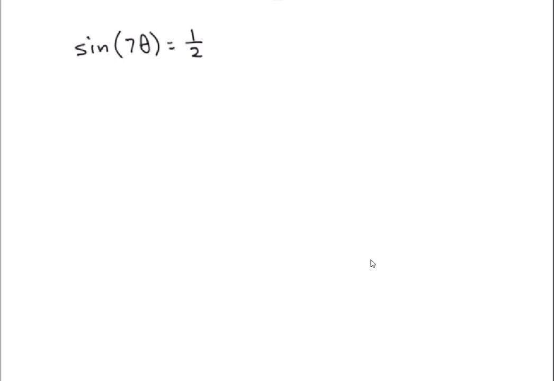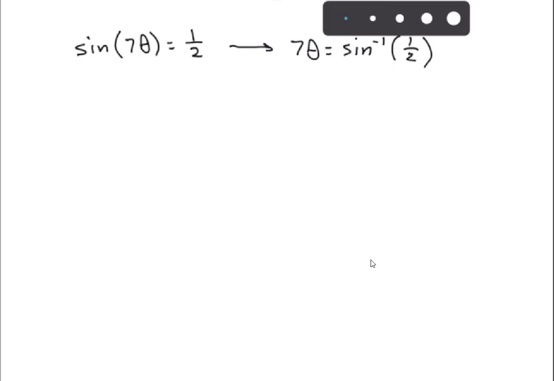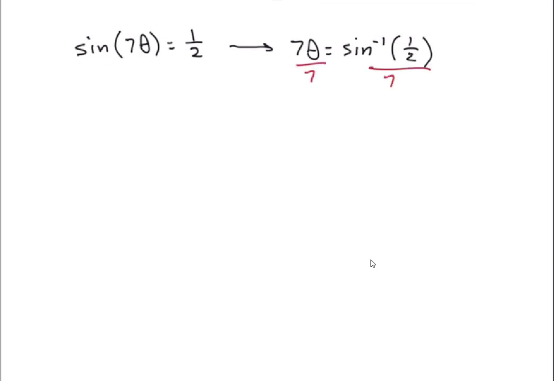Okay, so we can do the same thing with the trig functions. If we have sine of 7 theta equals 1/2, this is going to be equivalent to 7 theta equals sine inverse of 1/2. And now from here we can divide by 7, and we get theta equals sine inverse of 1/2 over 7.